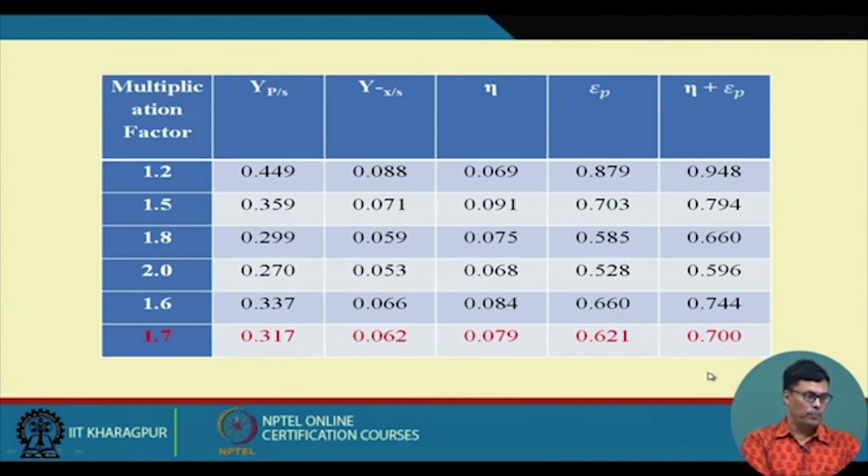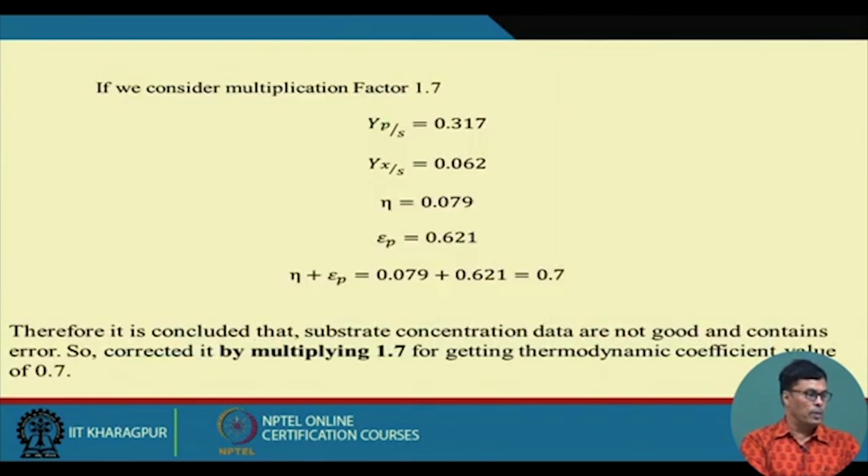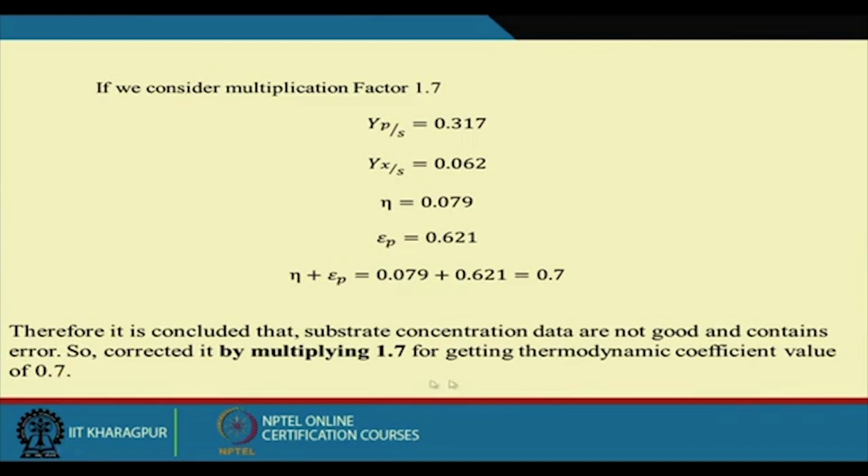That means whatever data we reported for the cell mass concentration has to be multiplied by 1.7, and then we will get the correct result, that is, the thermodynamic efficiency will be 0.7. This is how we can find out the validity of the experimental results.